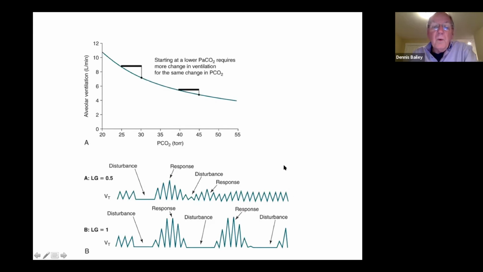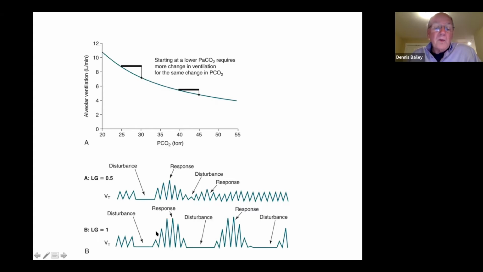Now here's loop gain down here. This is what I really want you to pay attention to. Here we see a loop gain that equals 0.5. Here loop gain is 1. And remember, we want to have it at 1 or less. So here we see that there's a disturbance, and there's a response, and the response kind of tapers off and breathing returns to normal.